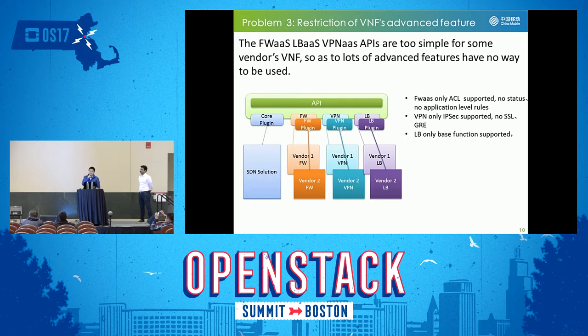The problem three is current upstream Neutron only supports very limited VNF functions. For example, the firewall as a service only supports ACL, no status support, no application layer feature support. For most commercial firewalls, only 30% of functions are supported by the Neutron firewall as a service API.